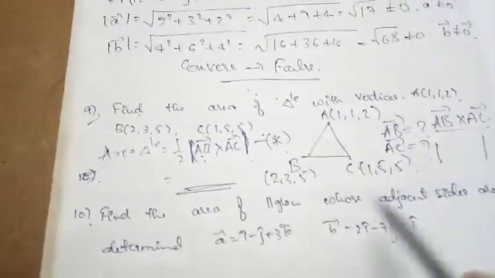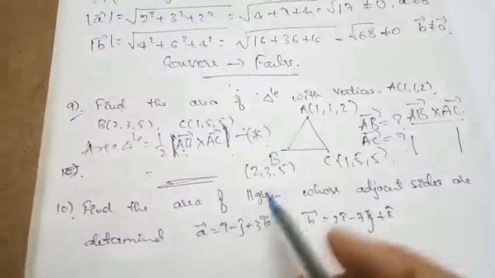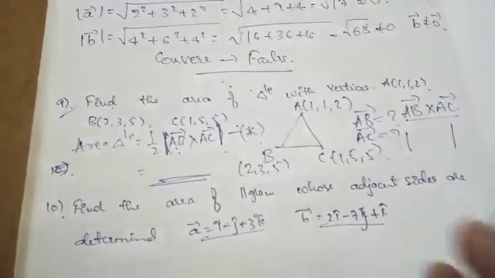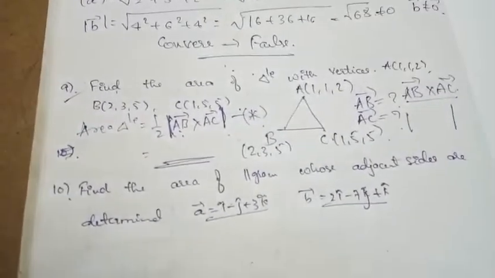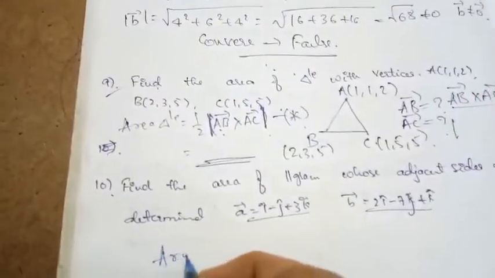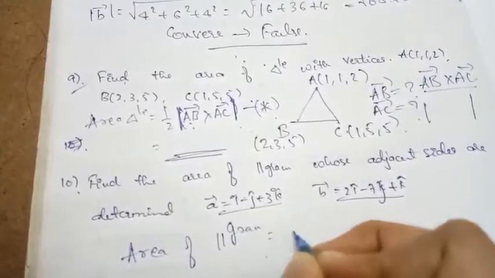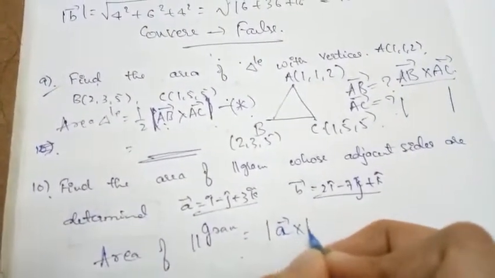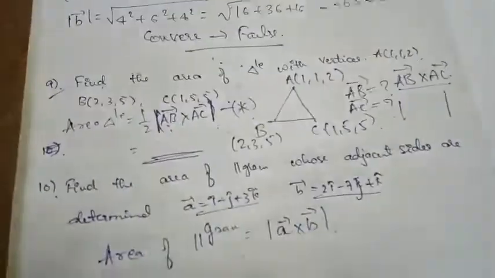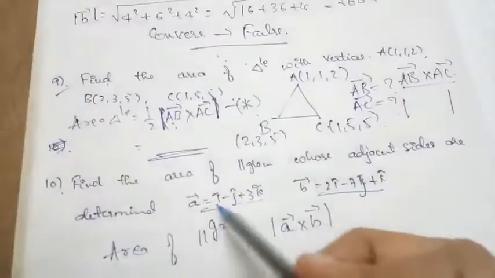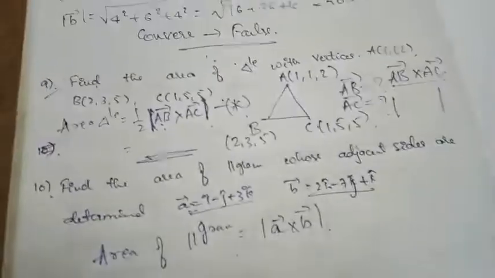Next is find the area of a parallelogram whose adjacent sides are given as vector A and vector B. So already they have given you the adjacent sides. So what is the formula to find the area of a parallelogram when adjacent sides are given? It is nothing but magnitude of vector A cross vector B, where A and B are adjacent sides of the parallelogram.